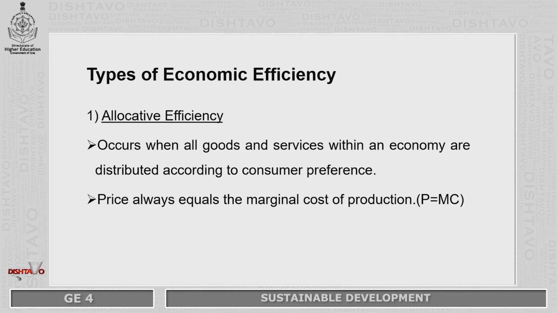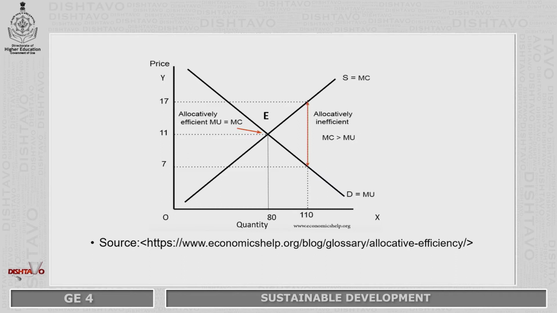Next, we move on to types of economic efficiencies. The first type of economic efficiency that we have is allocative efficiency. This occurs when all goods and services within the economy are distributed according to consumer preference. Here, price is equal to marginal cost. This we can see in the form of a diagram.